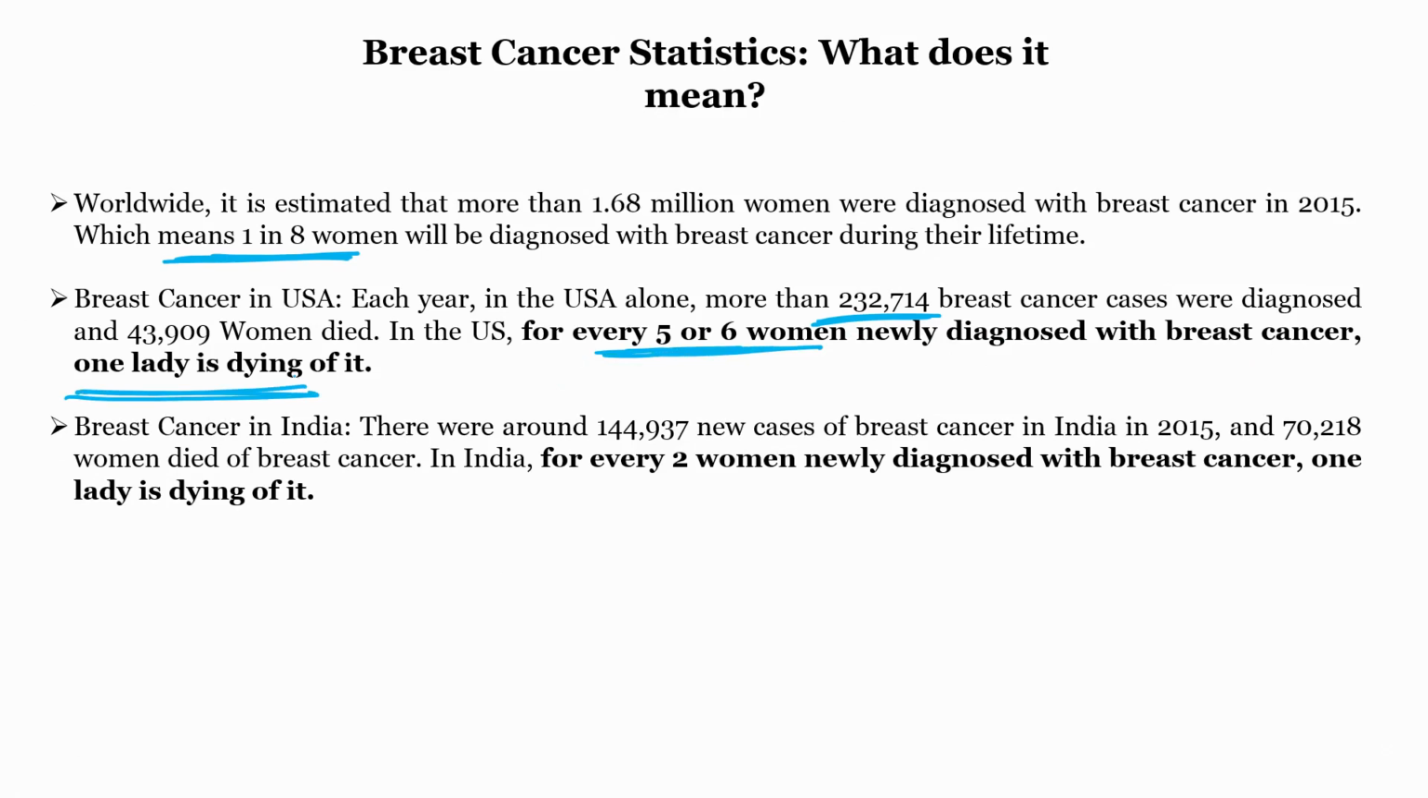But when we talk about our country, there were around 1,44,937 new cases of breast cancer in 2015, out of which 70,218 died of breast cancer. That means that for every 2 women newly diagnosed with breast cancer, 1 is dying. A severe problem for our country as well, right. So, what can we do? But before that, let us quickly understand the breast anatomy and the types of breast cancer.